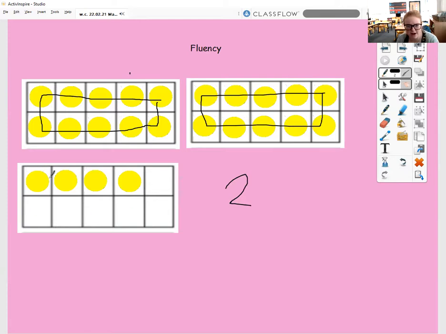Is this a full tens frame? No, so this must be my ones. How many do I have? I have 1, 2, 3, 4. So I've got two full tens frames and 4 ones, 2 tens and 4 ones. The whole is 24. Fantastic.